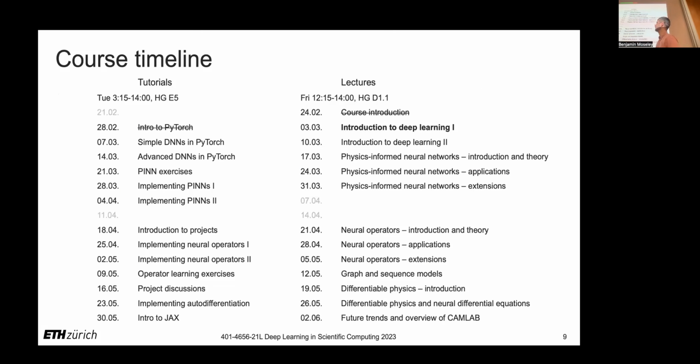Here's the course timeline. As I said, we've already had the first course introduction. We're now on the second lecture, and hopefully you went along to the tutorial last week and had an introduction to PyTorch, one of the popular deep learning libraries there is today.